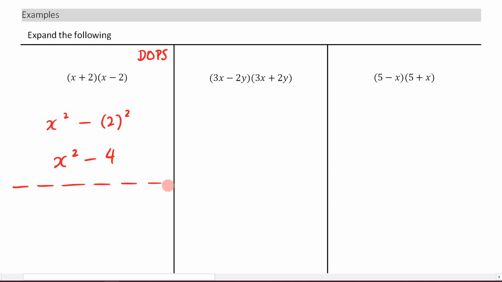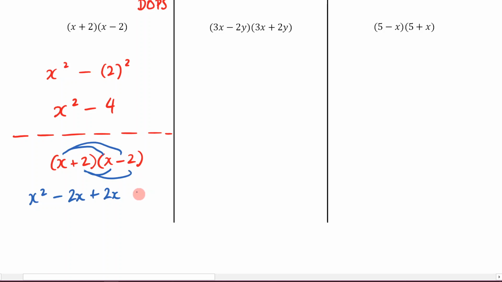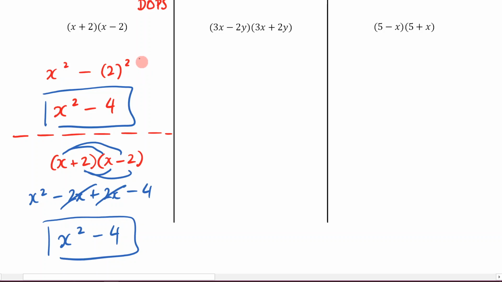The alternative way to do it, which does work, is to do it the long way. So I would have to go, I have x plus 2, x minus 2. So I'm just rewriting out the question here. And then from here, what you would have to do is go x times x is x squared, x times negative 2 is negative 2x, and this by this is plus 2x, this by this is minus 4. These cancel out with each other, so I'm left with x squared minus 4. You can appreciate that we get the same answer, yes, but this way is a lot quicker, and that's the way we want to do it.